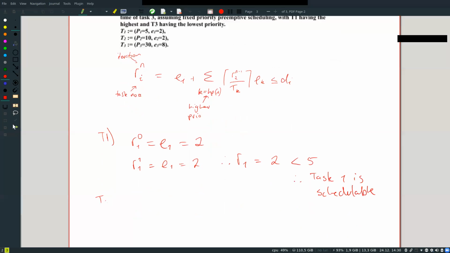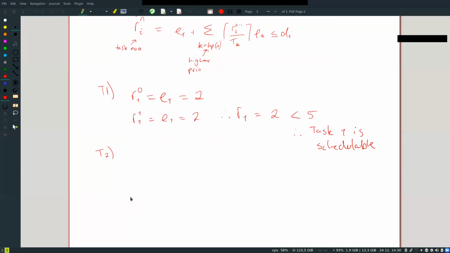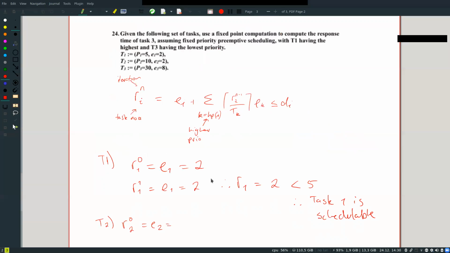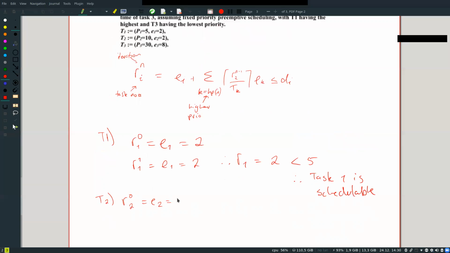And so here we actually do have a set of high priority tasks. We have task 1 to take into consideration. So in the first iteration, R2 equals 0, and we don't have this n-1 term. So the first iteration of each one is just the execution time. So this is just going to equal the execution time of 2. Then we're going to go on to the next iteration.